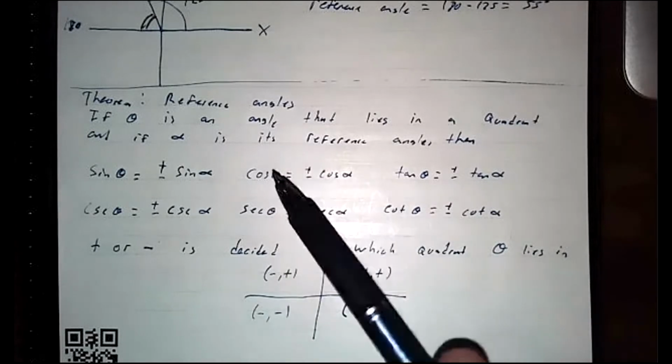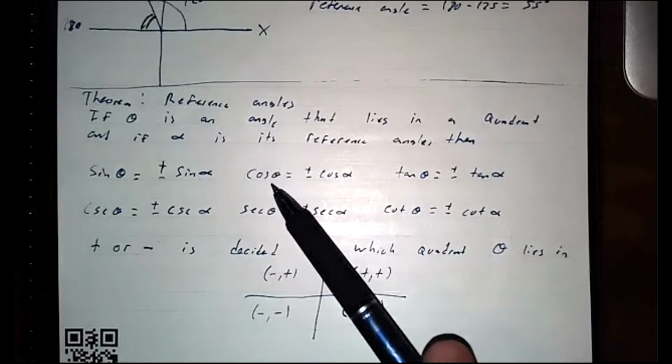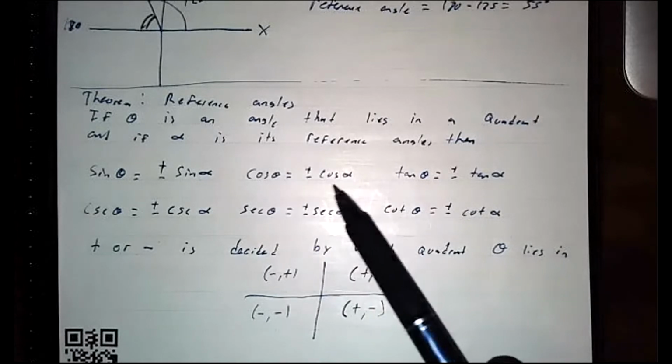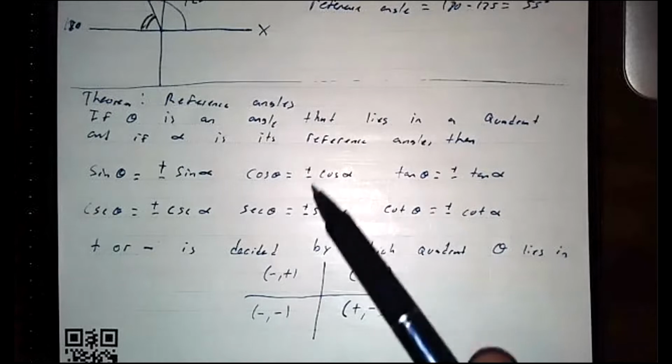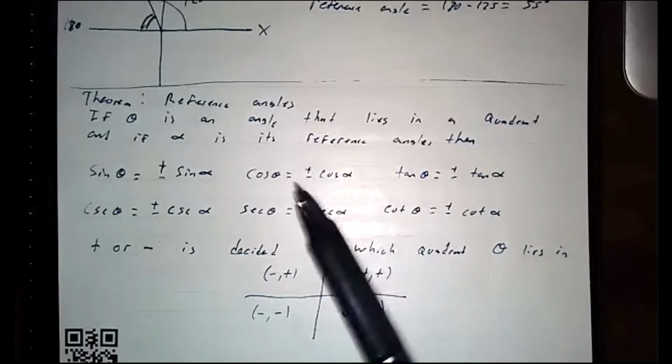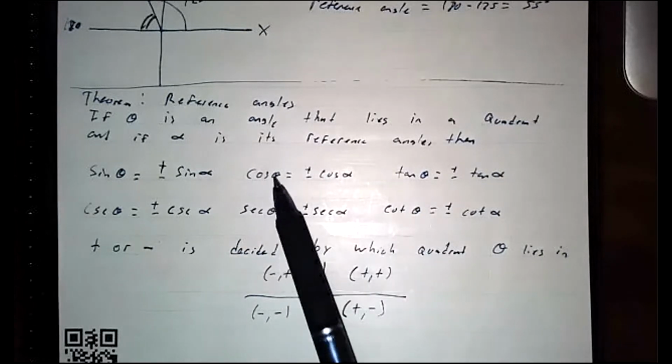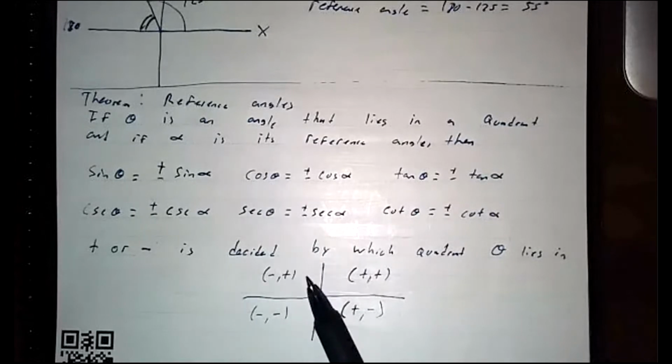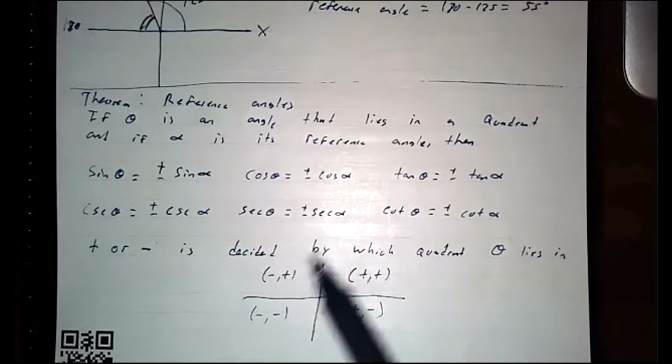So if you were to convert some angle theta to alpha, you would have to pick plus or minus. The plus or minus would be determined by the location of theta. So if theta is in quadrant 2, then you would put a minus on this one.